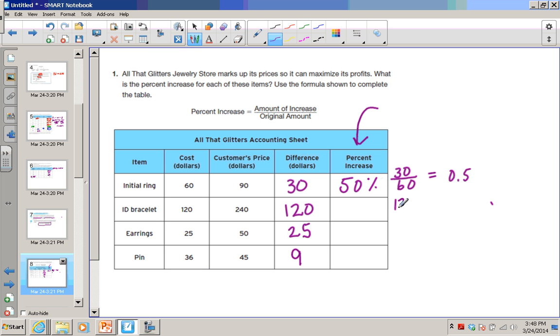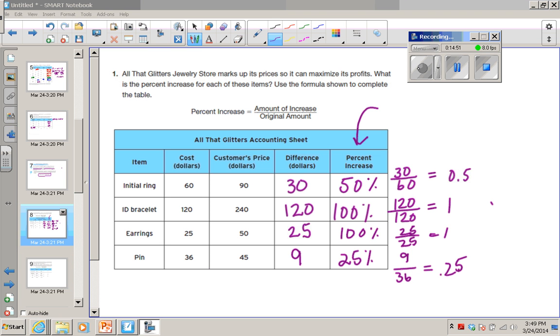The next one, we have 120, which is the difference, or how much they increased the price from when they bought it to when they sold it. And then that over the original cost, which is equal to 1, or 100%. So they increased the price of that ID bracelet by 100%. I want you to do the next two and then come back and check yourself.